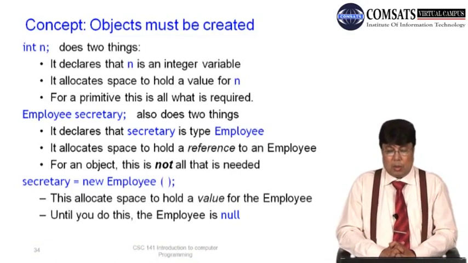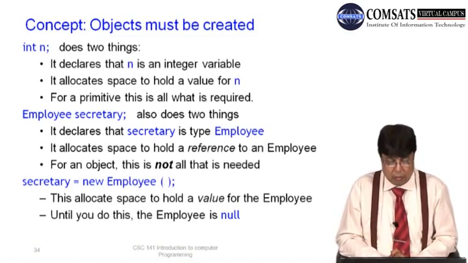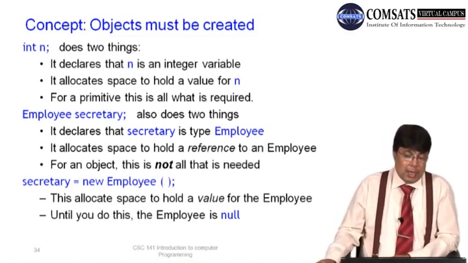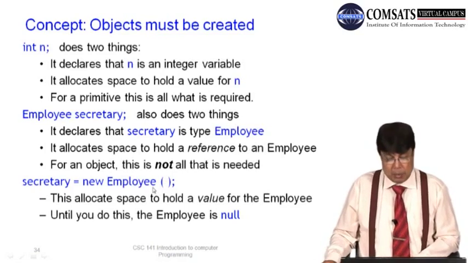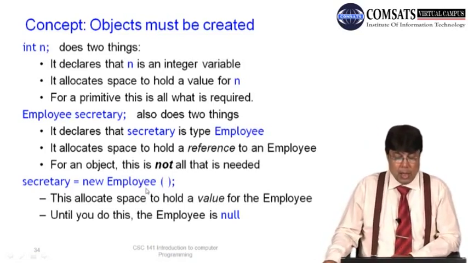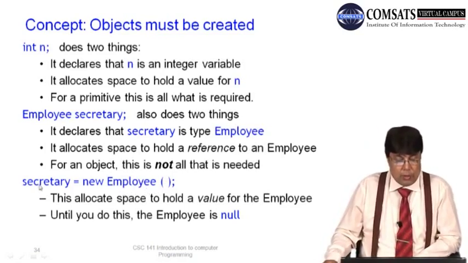For an object, this is not all that is needed. Why? When we say that secretary is a new employee, it is just like integer n is equal to 5, meaning that the space has been allocated and the object employee has been created. If you just define secretary as employee, you can say employee secretary. When you say employee secretary, then a pointer is created.